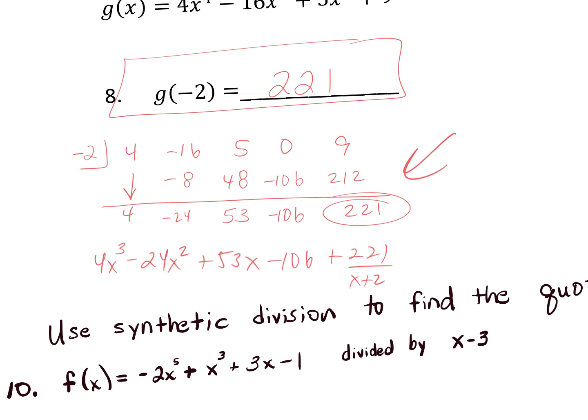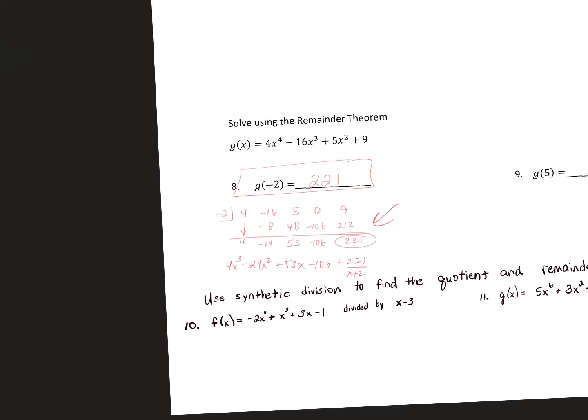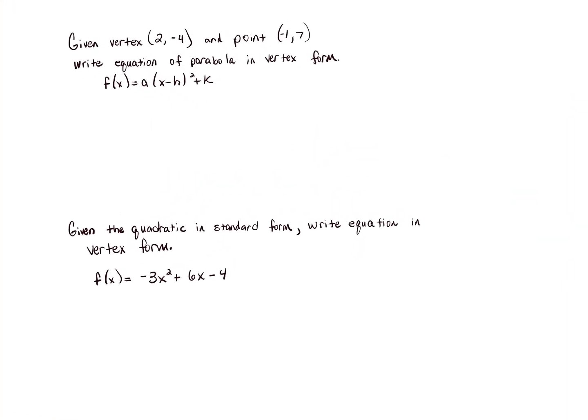All right, just understand what the directions say. If it just says use the remainder theorem, that means all I care about is the remainder. If it says use synthetic or long division to find the quotient and the remainder, that means, ooh, they want the whole answer. That's all that means. Same thing it said on the website. All right, let's look at these two, please. Take a picture.